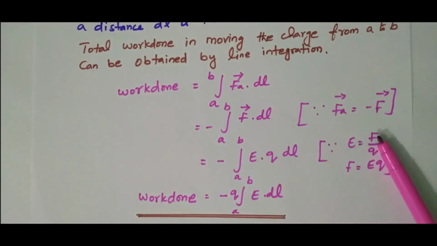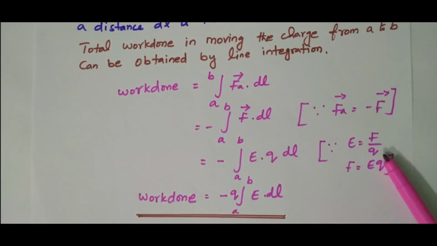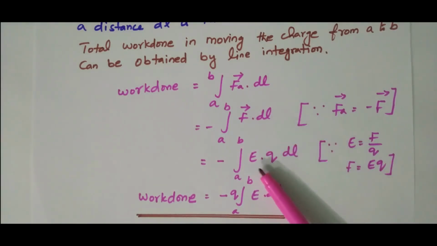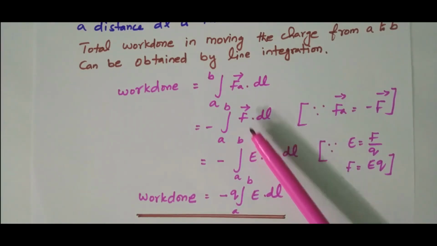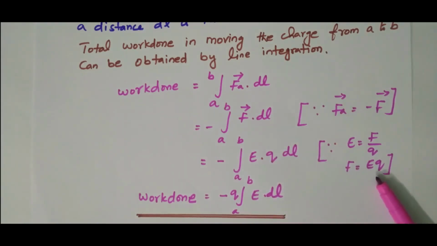But E equals F by Q. Electric field intensity equals force divided by charge. So cross multiply this: force equals electric field into charge. F equals EQ. So we can replace this F with E into Q dot dl. Now the force is replaced with electric field intensity and charge from this relation.